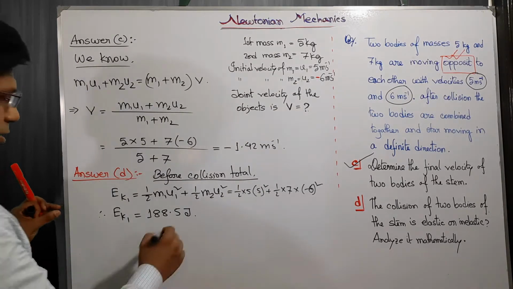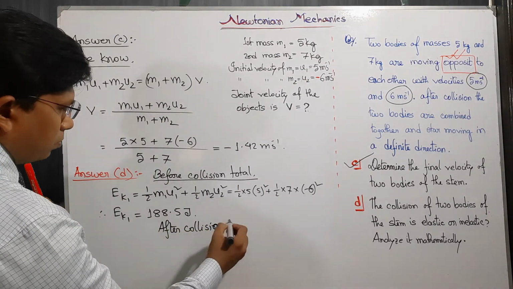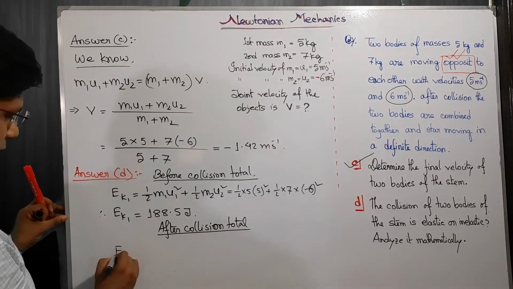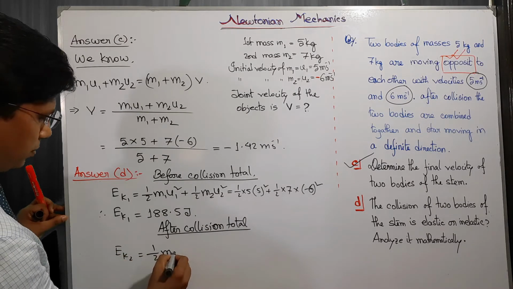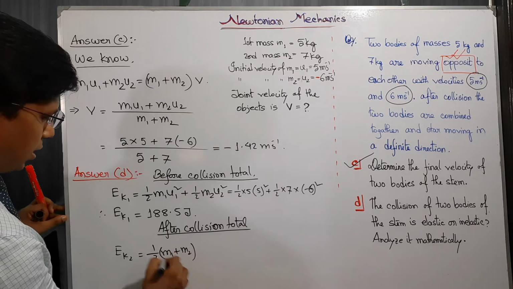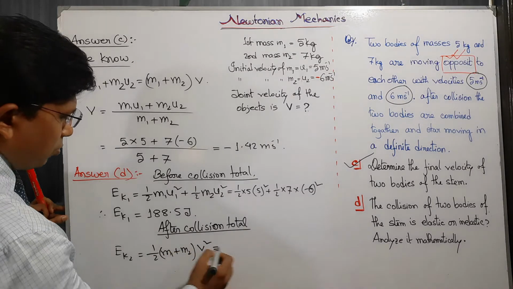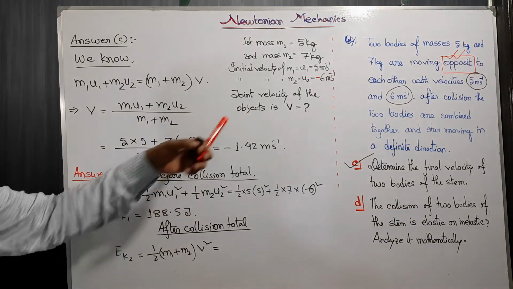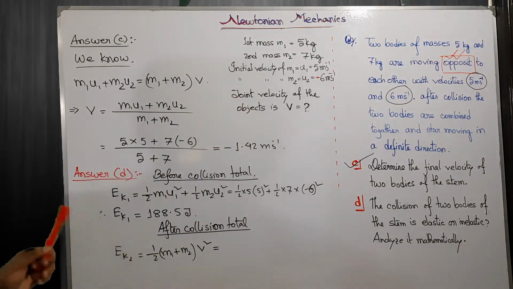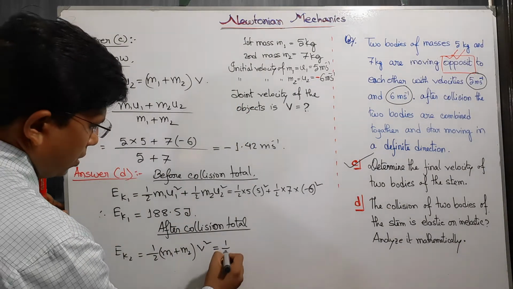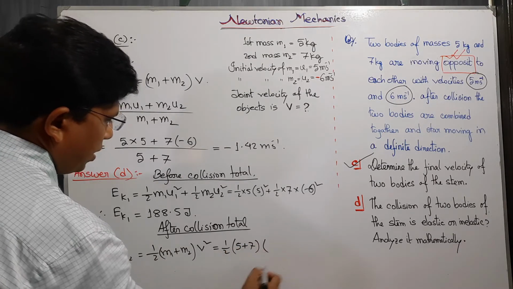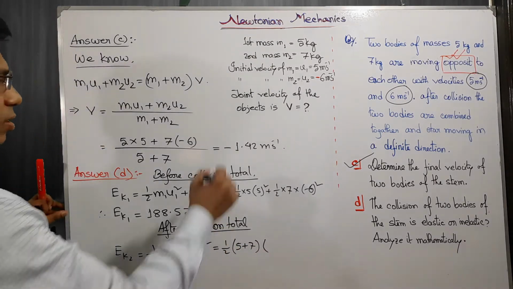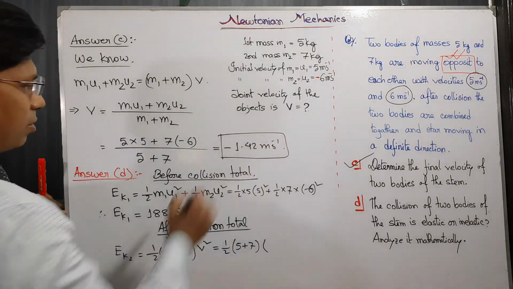Now the after collision. Total kinetic energy EK2 equals half m1 plus m2 common v square. Why is it made common? Because there it is a combined body velocity. Half 5 plus 7, and this v is already determined in our question number C.